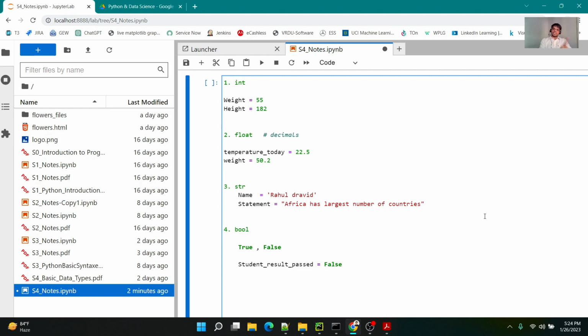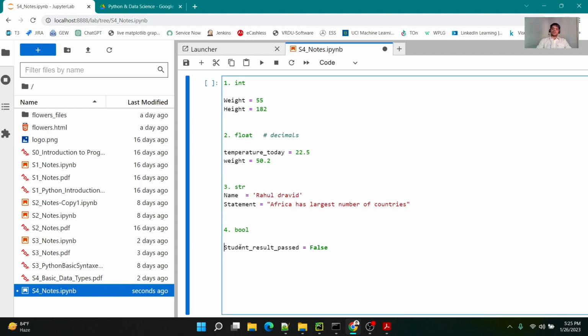It could be integer, it could be numbers, either positive or negative, like 55 or 82. It could be decimals, which in Python we call float technically, which could be 22.5 or 50.2, as I have mentioned here. Or it could fall in the category of string. Now, string is a mix of numbers and letters, like we have just seen, or even special characters. And then we have something called Boolean. A Boolean is something wherein you store either true or false. Okay. So that was all about the basics of data types.